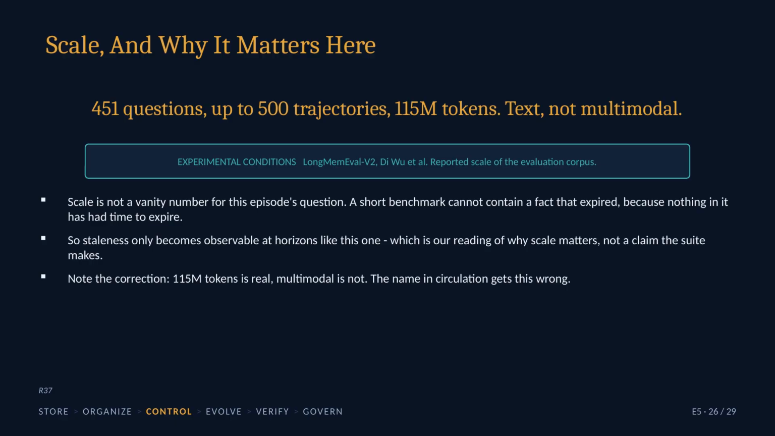The other suite is the scale point, 451 questions over up to 500 trajectories and 115 million tokens, and it is text rather than multimodal. Scale is not a vanity number for this episode's question, and here is why. A short benchmark cannot contain a fact that expired, because nothing in it has had time to expire. So staleness only becomes observable at horizons like this one. I want to be clear that this is our reading of why the scale matters rather than a claim the suite itself makes. And one correction worth stating plainly: the 115 million tokens is real, the multimodal part is not.